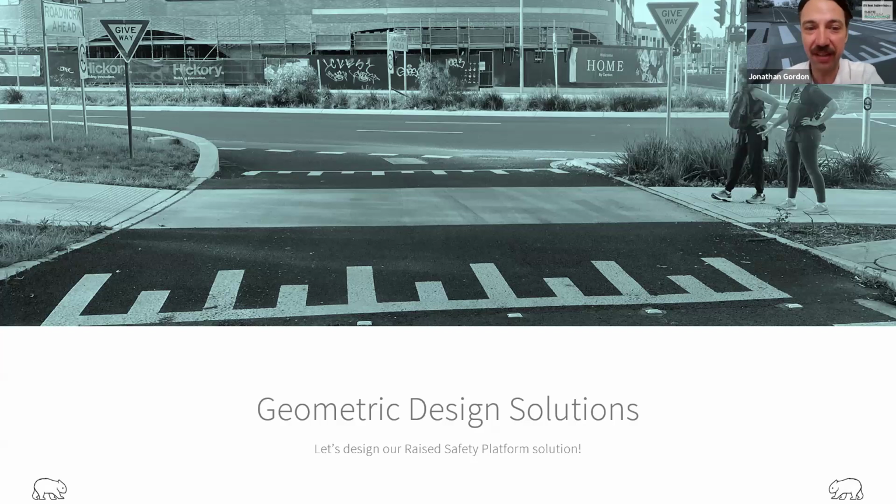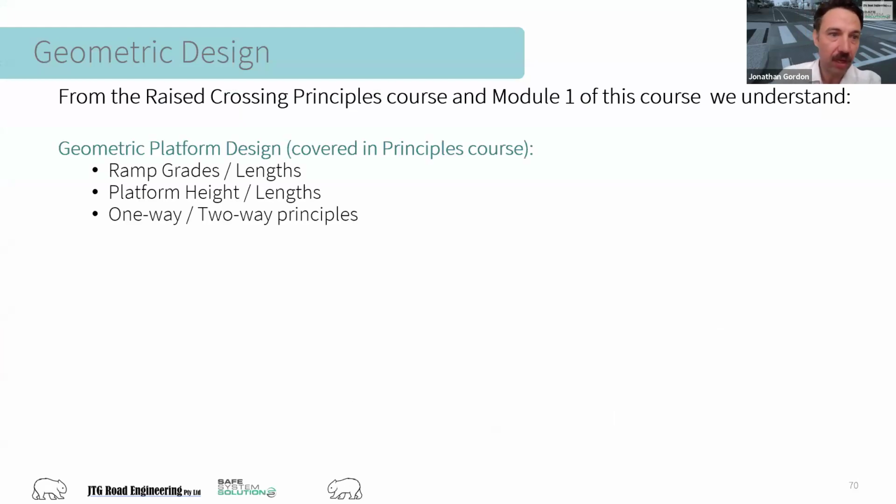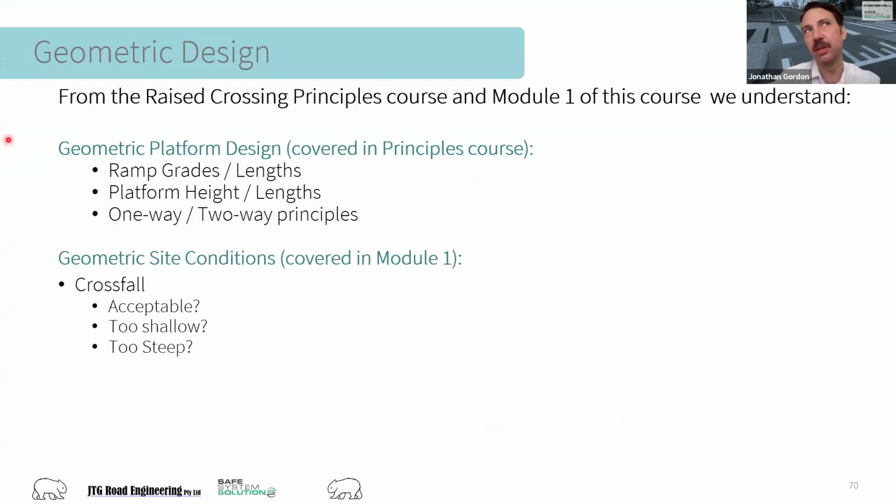So geometric design solutions. This is the wonderful world that I live in, as well as the drainage, but geometric design is my passion, I guess you could say. I'm looking forward to presenting through this section. So moving into it, we have a bit of a recap here from Module 1 and the principles course available in the learning management system. We have geometric principles, and that's things such as our ramp grades and lengths, our platform heights and platform lengths. We've discussed also in the principles course the principles around whether it is one-way or two-way operation, where you might be able to relax the one ramp for the departure side, etc. So that's the fundamental geometrics of the platform itself.